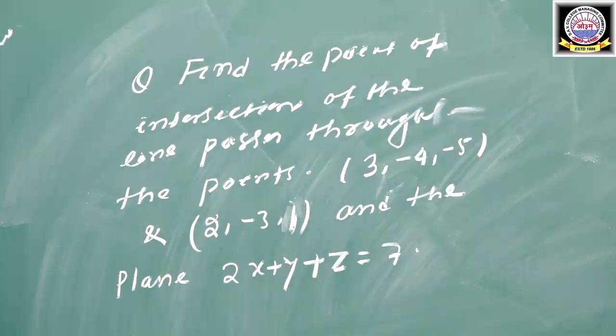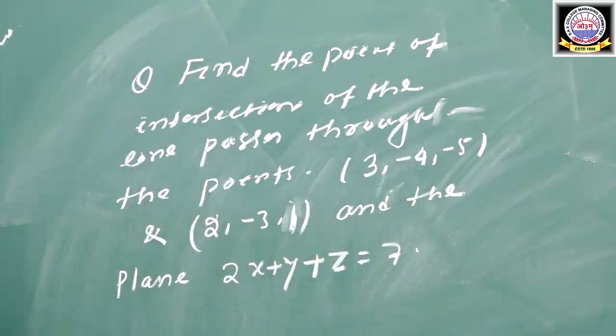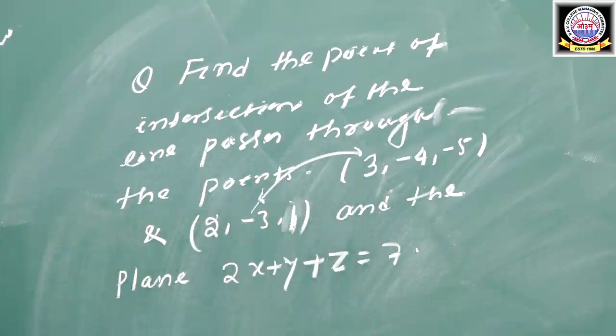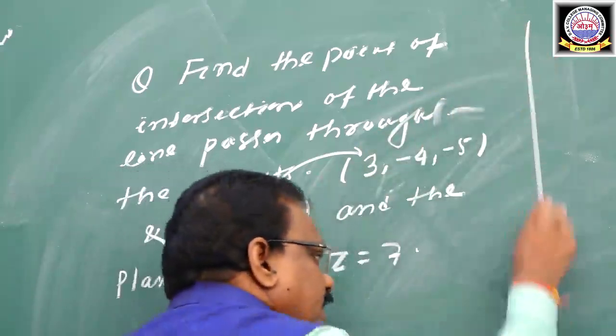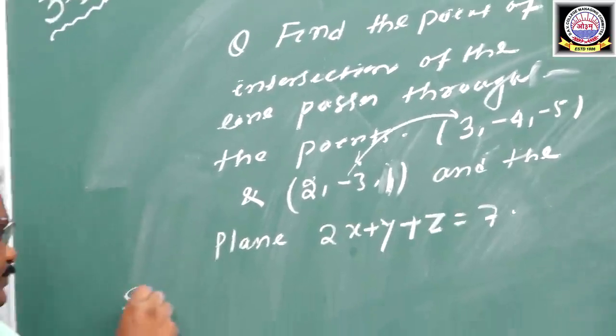So my dear students, before solving the question, see what we have to do here. The equation of the line is not given directly. The line passes through 2 points, so we will find the equation of the line using the 2-point form. Then the equation of the line will be ready and the plane is ready. So first the solution, see how I am doing. It is very easy, you can do it with me. Let us start.